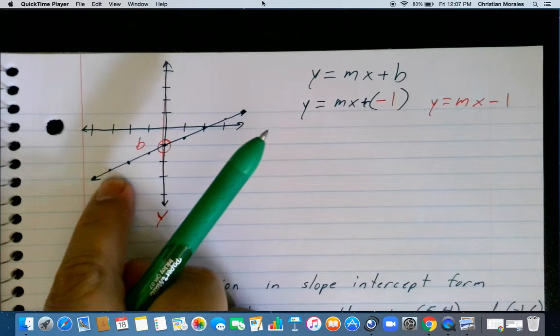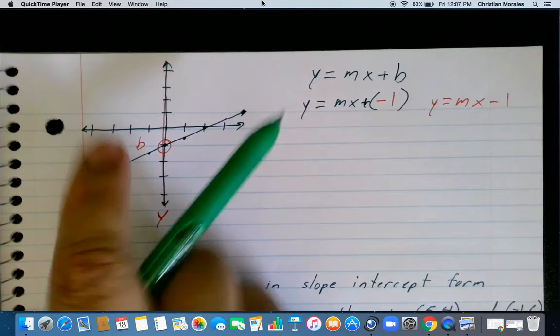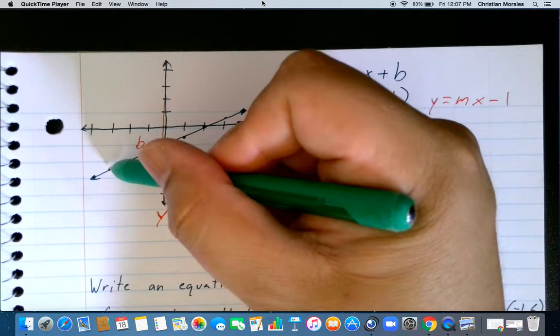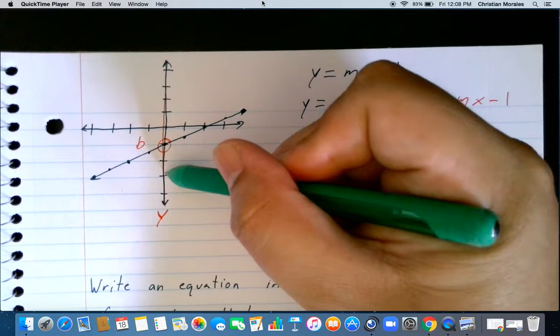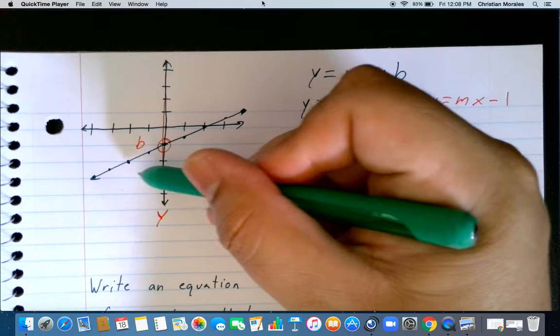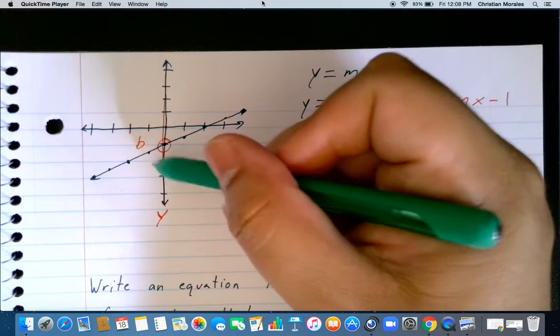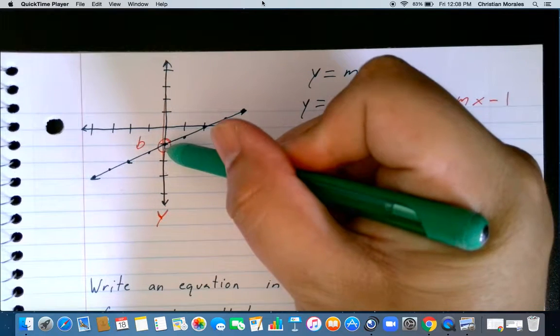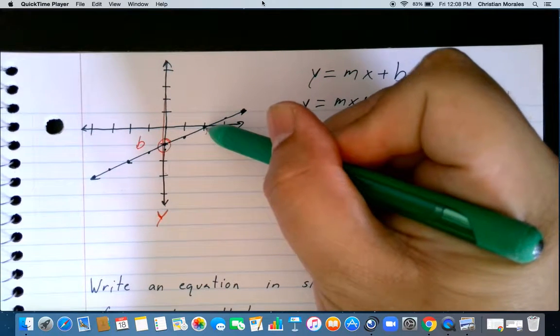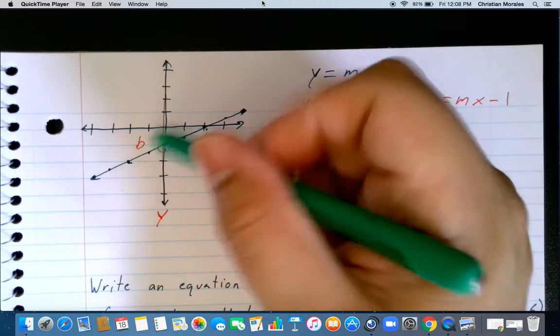Now, I am not going to pick these points. Even though I could use this point, that's in between -2 and -3, I don't want to use fractions or decimals. I want to keep it whole numbers. I'd rather use this point or this point or this point. I'd rather use those points that are whole numbers.